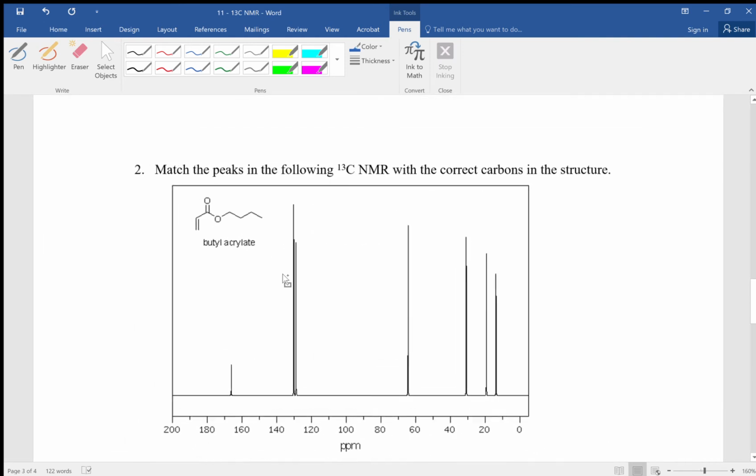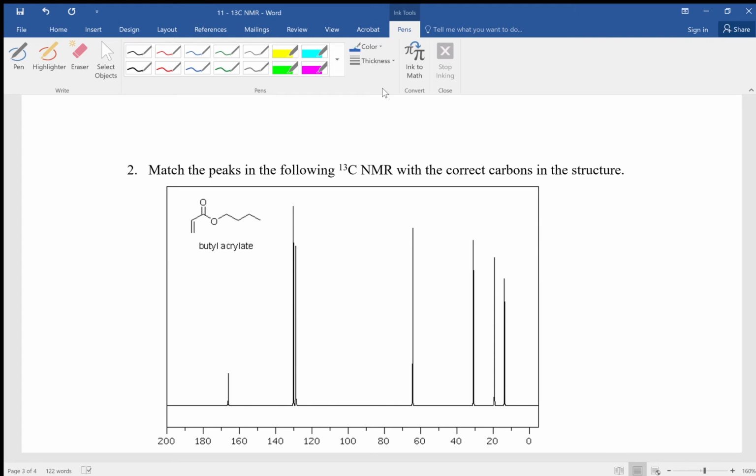All right, our next 2 questions are asking to go the other direction. So here's a spectrum, here's a structure, assign the peaks to the structure. So when I look at this molecule, the first thing I see is a very high chemical shift peak, down around 170. And we know that up that high, the only thing we're likely to have is a carbonyl.